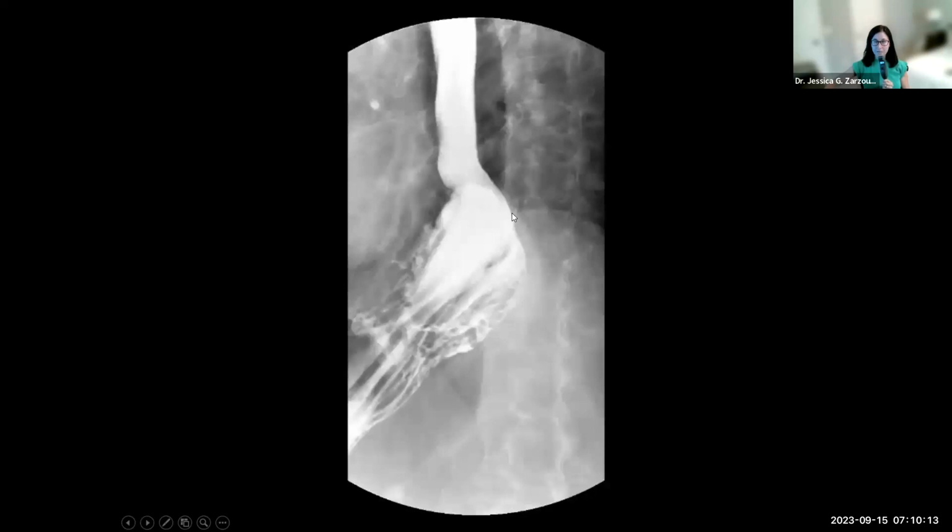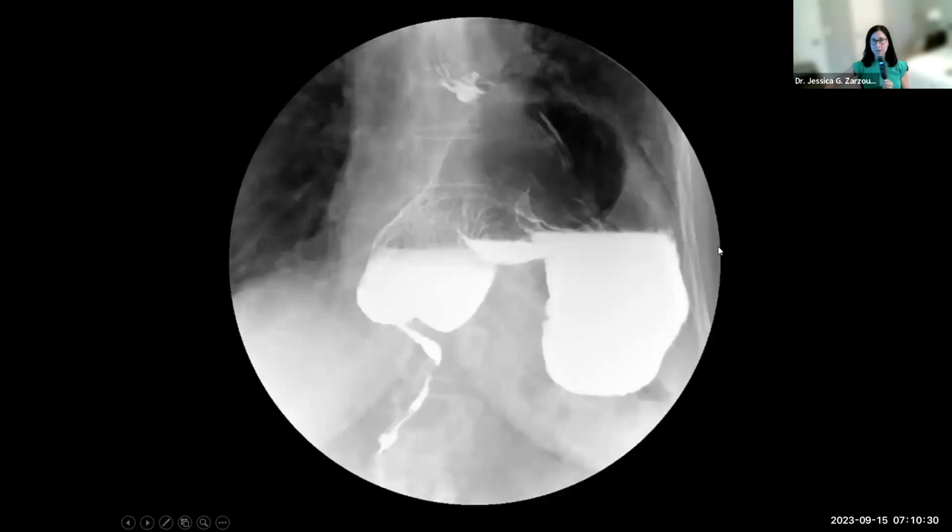This is a mixed type hiatal hernia. So in this case, here's the diaphragm. Here's the hiatus as the stomach's coursing through it. In this case, the gastroesophageal junction has herniated, as well as other portions of the stomach herniated through. So this is a mixed type hiatal hernia and is also fairly common.